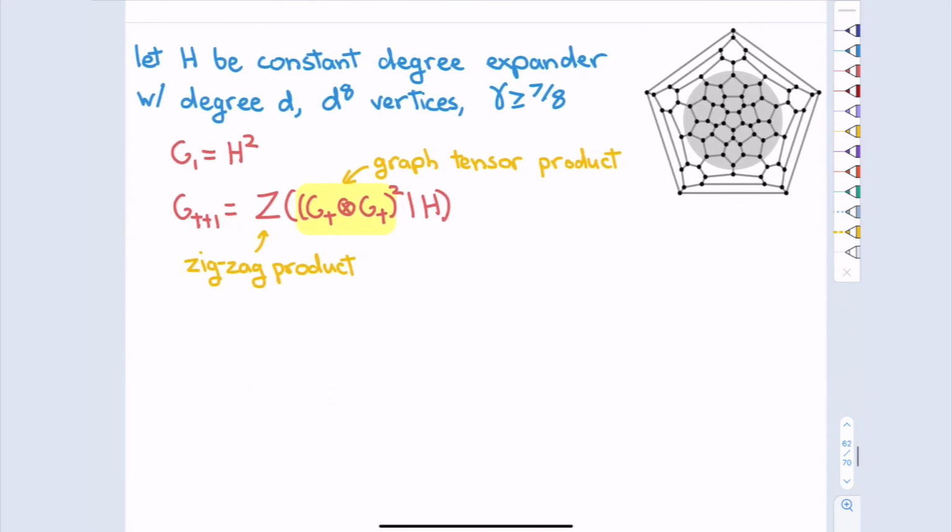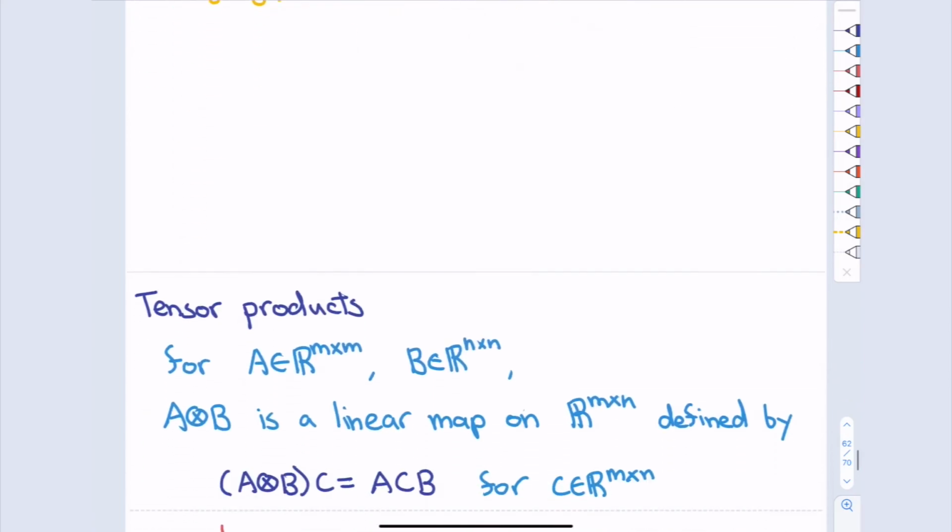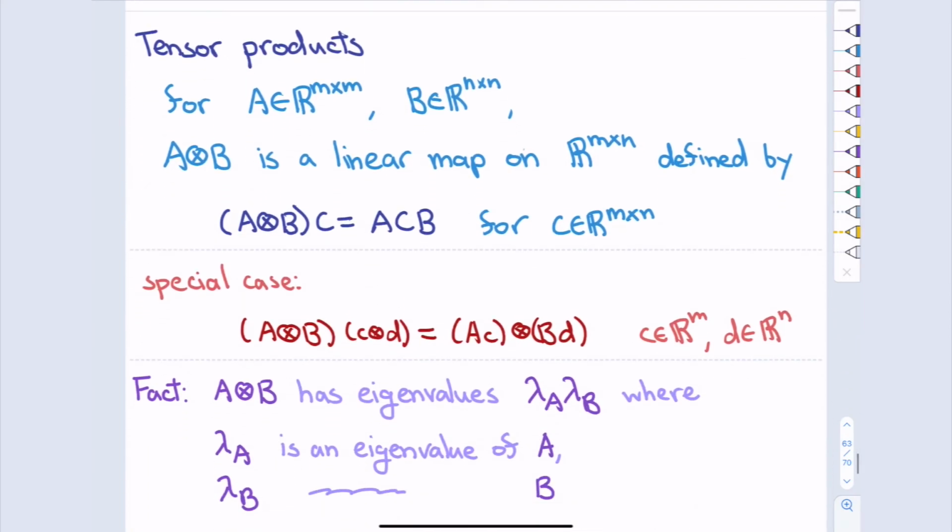So what's left to define is the so-called graph tensor product. This definition actually makes some sense. Let me first remind us a little bit about tensor products from last time. In general, if you have two linear maps, then A tensor B is the linear map that takes as input a matrix C and outputs A C B transpose. So that's a linear function over the space of linear functions.